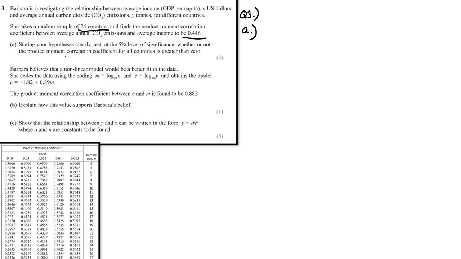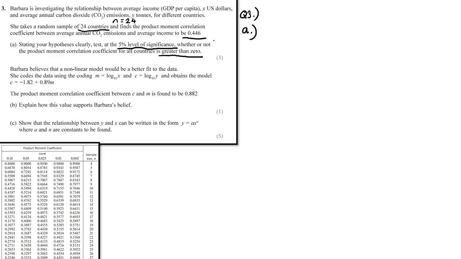And then in part A, it says, stating your hypotheses clearly, test at the 5% level of significance whether or not the PMCC for all countries is greater than 0. And again, let's just highlight that here. You can also highlight the significance level if you want. We'll do that as well. So these are what I deem here to be important parts of information for this question. This part here, this 24 countries, that tells us the sample size. So we know n equals 24.